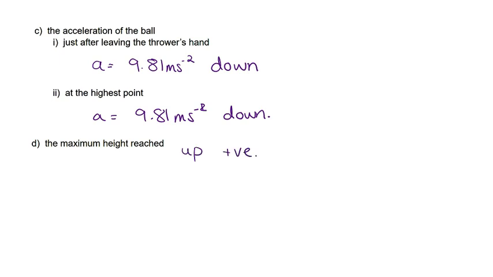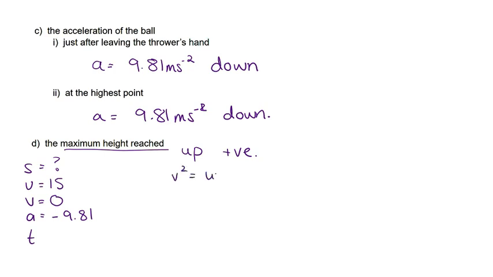Okay, so now we write out our variables. SUVAT, maximum height reached, that's what we're trying to find. Initial velocity was 15 up. Final velocity at the maximum height, its highest point, it reaches a velocity of 0, and acceleration is always 9.81, and that's negative because up is positive. t we're not interested in, so we need to use the equation that does not have t in it, which is v squared equals u squared plus 2as.